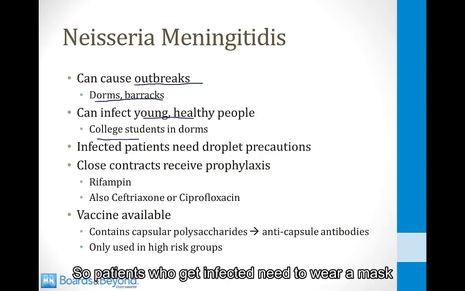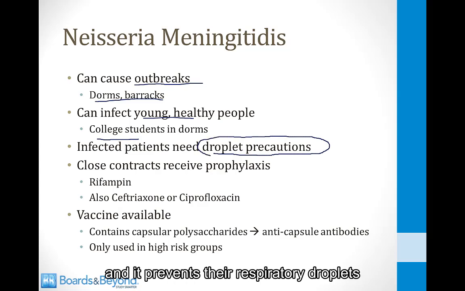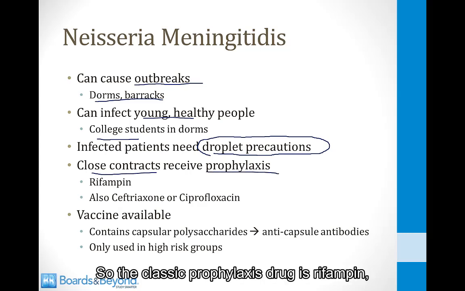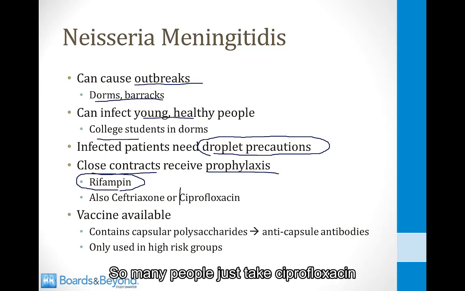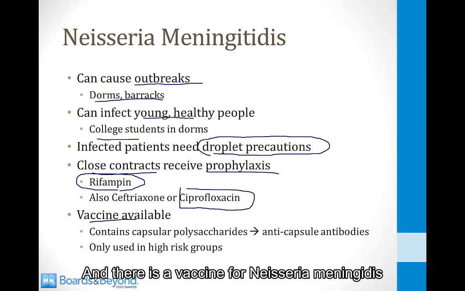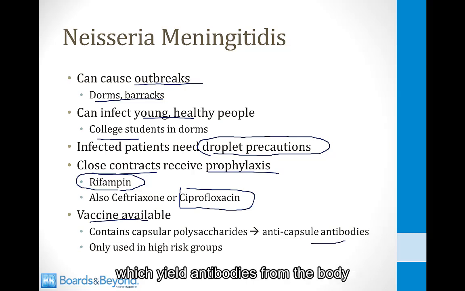So patients who get infected need to wear a mask, and that's called droplet precautions, and it prevents their respiratory droplets from getting to other people. And close contacts, like someone's roommate at college, need to take prophylaxis. So the classic prophylaxis drug is rifampin, but rifampin changes the color of your tears and it can change your contact lens color, and a lot of people don't like to take it. So many people just take ciprofloxacin, which is more readily available. And there is a vaccine for Neisseria meningitidis. It contains the capsular polysaccharides, which yield antibodies from the body, and it's used in high-risk groups.